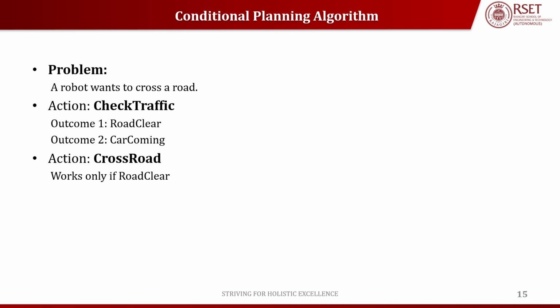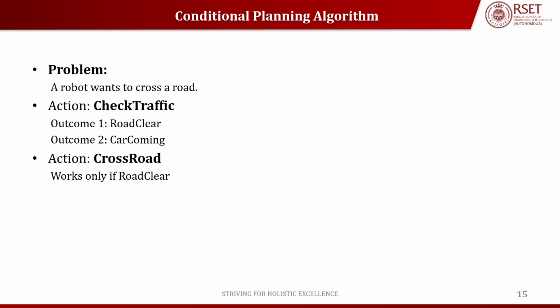Now we'll see an example for the conditional planning algorithm. The problem statement is that a robot wants to cross a road. What are the actions you have to perform? Actions are check traffic and cross road. For check traffic, you have two outcomes: outcome 1 is road clear, and outcome 2 is car coming. Then if it is safe, cross road. So this means that cross road works only if the road is clear.